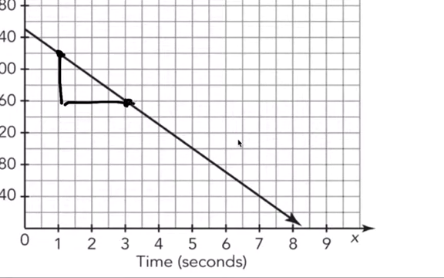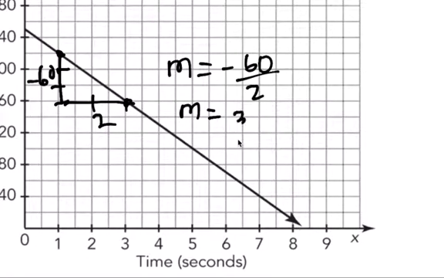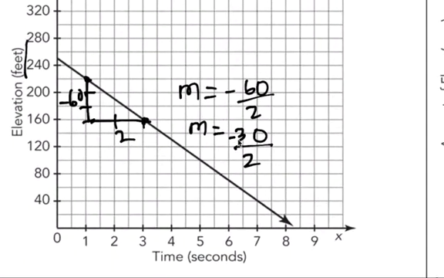And over. So each one is 20. 20, 40, 60 down, 60 over 1, 2, 2. So slope is down 60 over 2. So slope is down 30 over 2. Down 30 feet every, oh no, over 1, not over 2 again. Down 30 feet every 1 second.